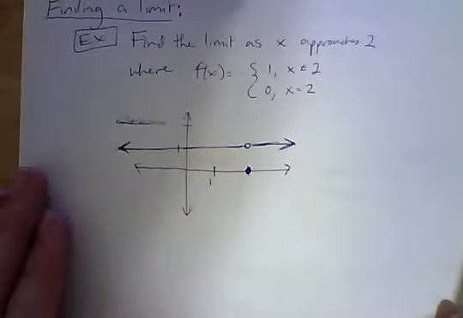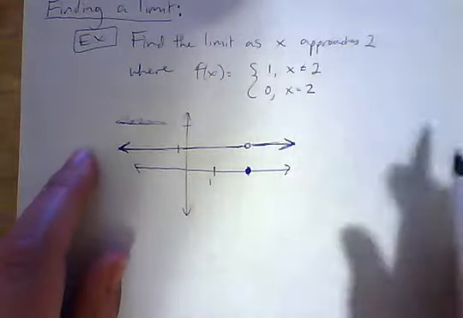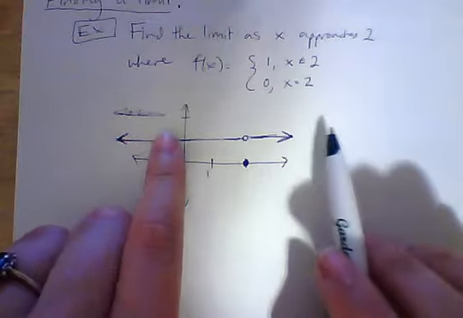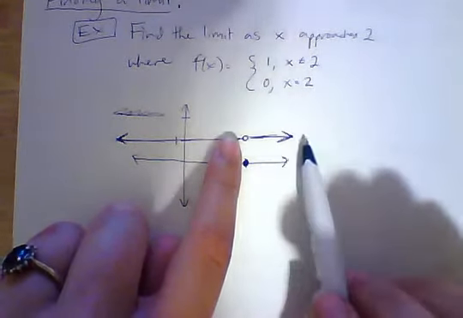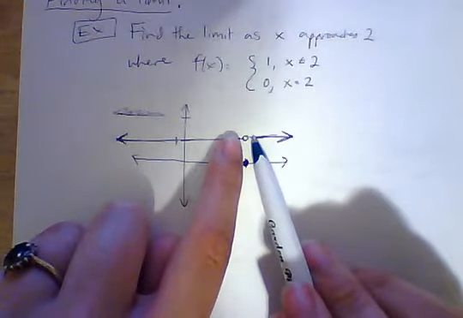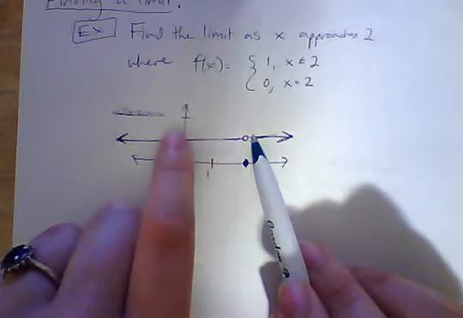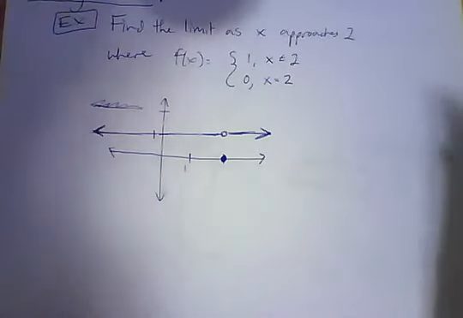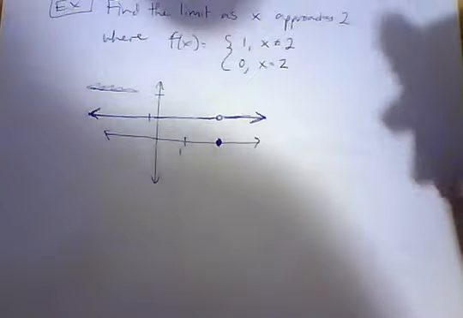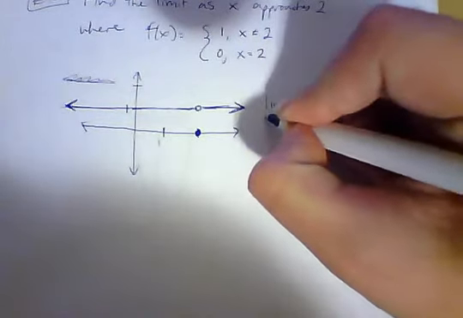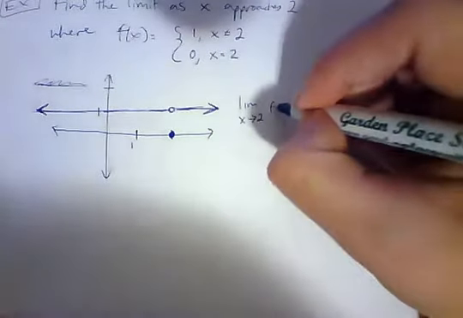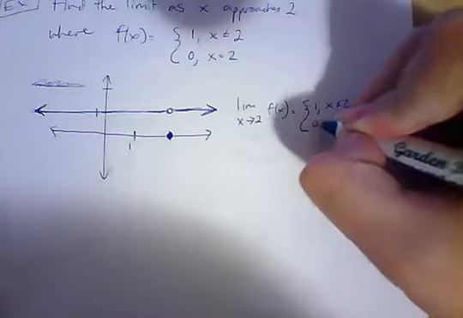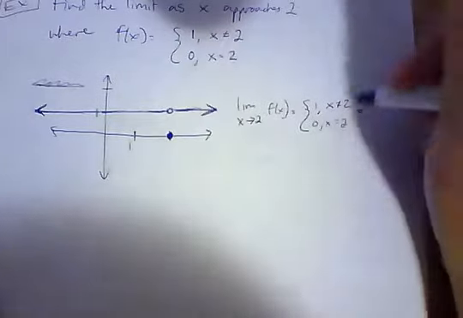And now we're going to find the limit as x approaches 2. So as x approaches 2, we're going to find what value the function also approaches. And if we take a look, if we go in from the right, we see that it approaches 1. If we go in from the left, we see that it approaches 1 as well. And again, you're seeing this pattern, especially from the last example, that if the direction from the right and the direction from the left come to the same value, then, ding, ding, ding, that's our limit. So what we're going to say is that the limit as x approaches 2 for the function f of x equals 1 when x is not equal to 2 and 0 when x equals 2 is equal to the value 1.